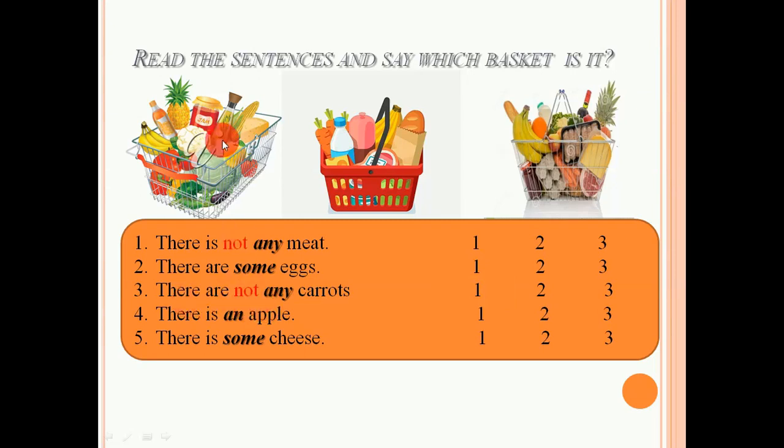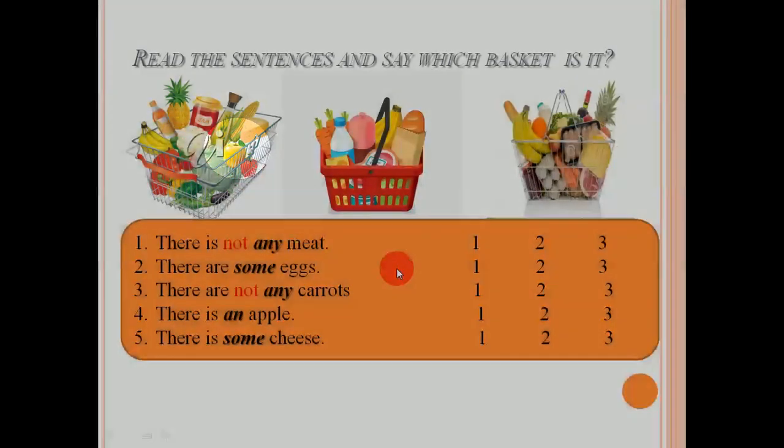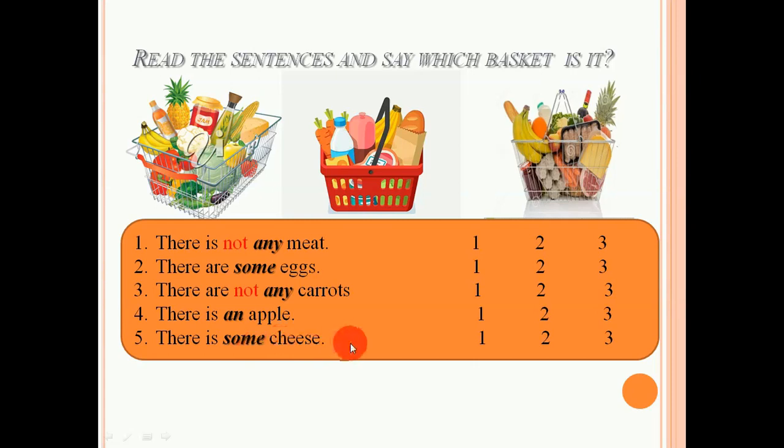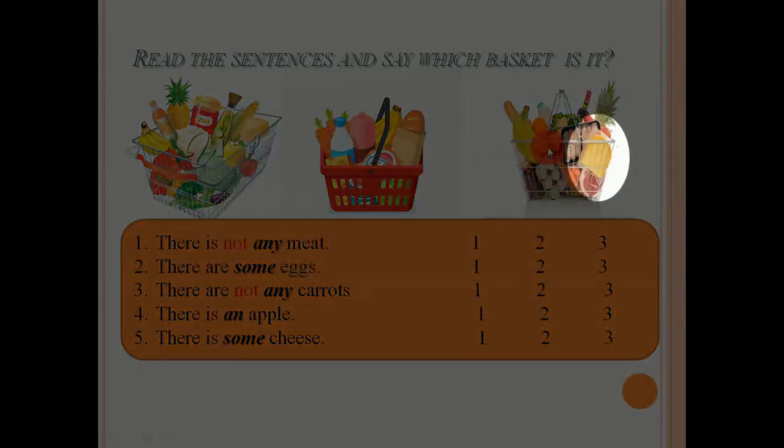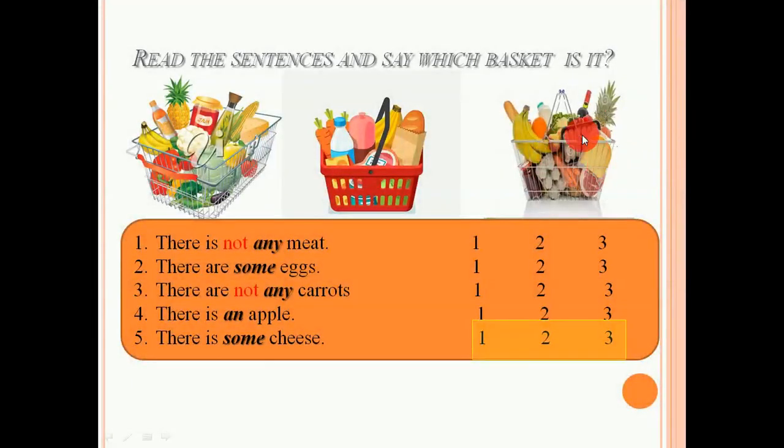There is an apple. I can see an apple in basket number 1. There is some cheese here. There is some cheese in basket number 1. There is some cheese in basket number 2. And there is some cheese in basket number 3. Okay. So let's read sentence number 1 and sentence number 3.